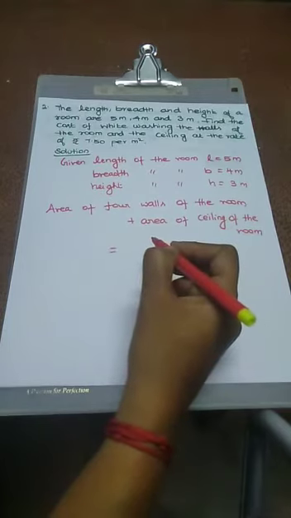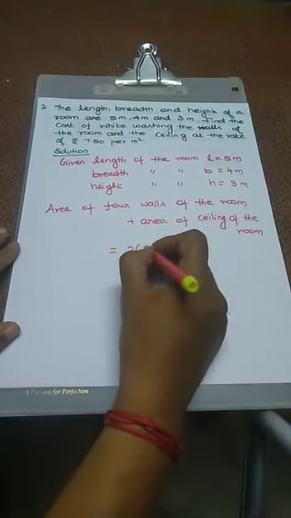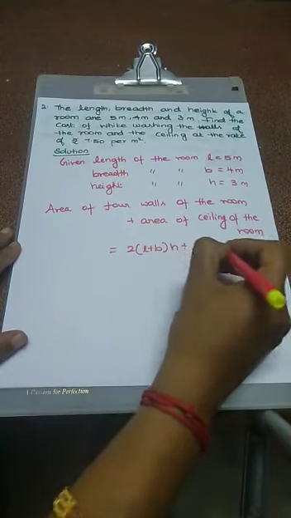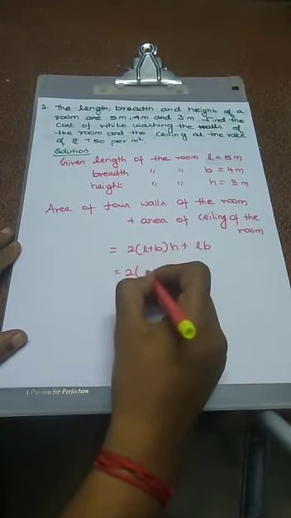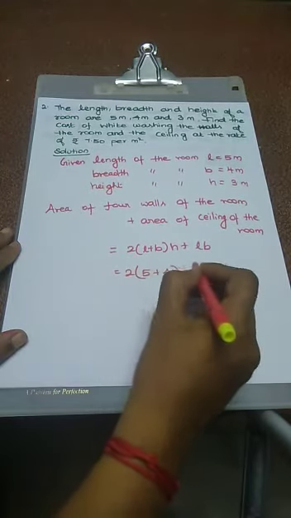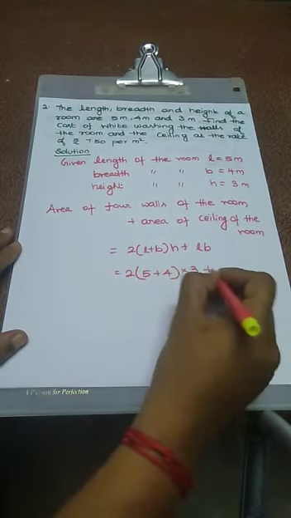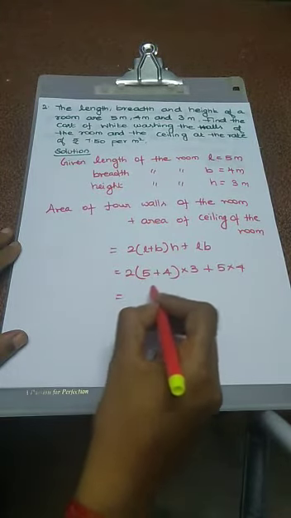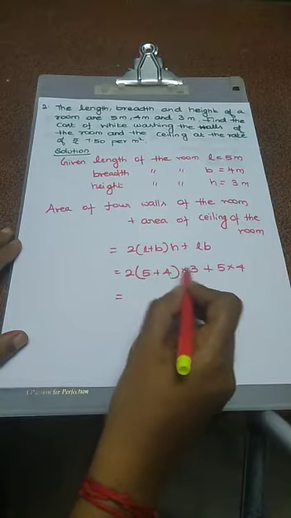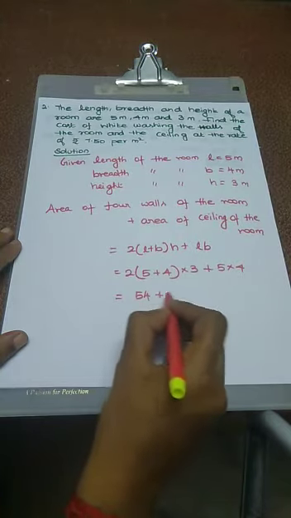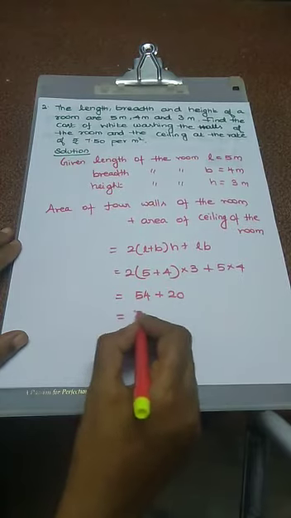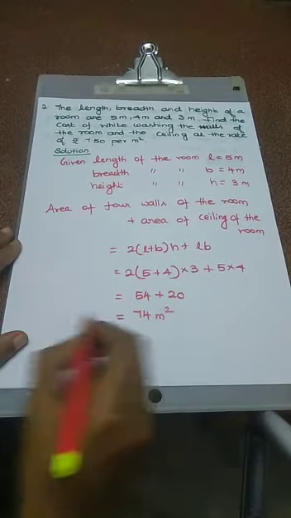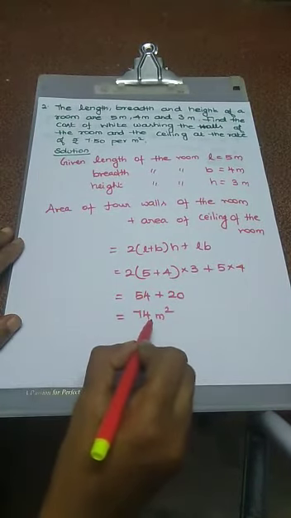So apply the formula. What is that? 2(L + B)H plus the ceiling also we have to take, so that is LB. Apply the values. What is the length value? 5. Breadth value 4. H value 3 plus L into B. Multiply the values. 5 plus 4 is 9. 9 2s are 18. So 18 into 3 is 54, plus 5 4s are 20. So 54 plus 20, what is the value? 74. What is the unit given? Meter. So meter square. So we calculated the area of the room.